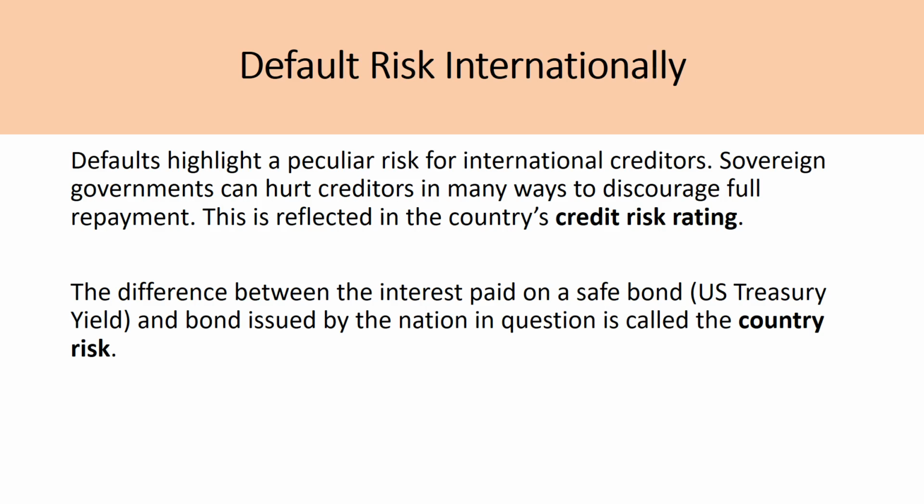So your bond, the lowest you can go is 5%, whereas mine, the lowest I can go is 1%. That difference of 4% is the country risk. Okay, relatively simple to understand.